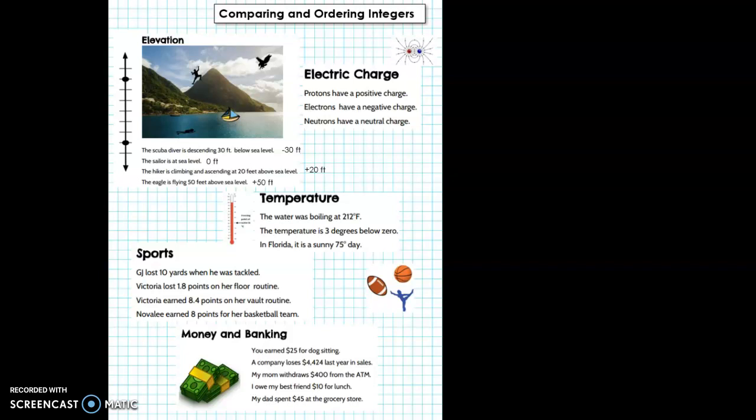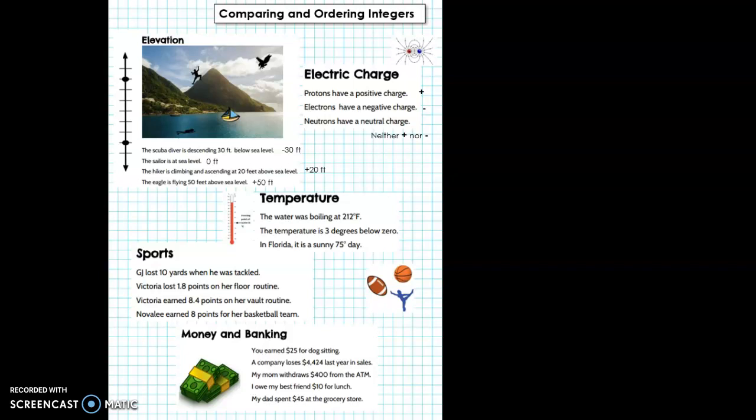Integers can also be used for science when you're describing electric charge of protons, electrons, and neutrons. Protons have a positive charge, so they're referred to with a positive number. Electrons have a negative charge, so they're referred to with a negative symbol. Neutrons have a neutral charge, so they're neither positive nor negative, just like our 0.